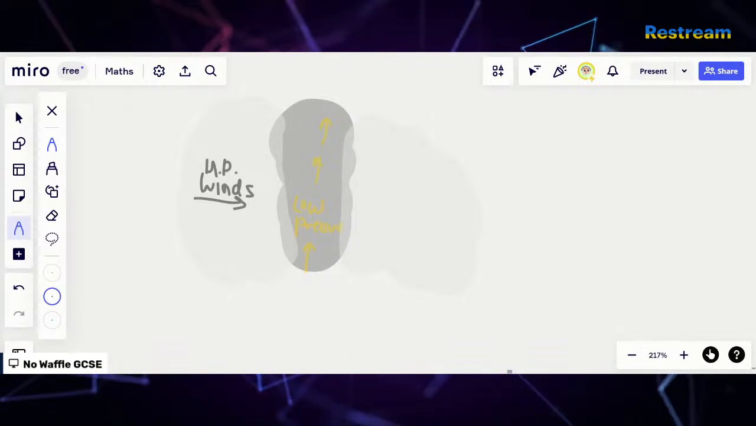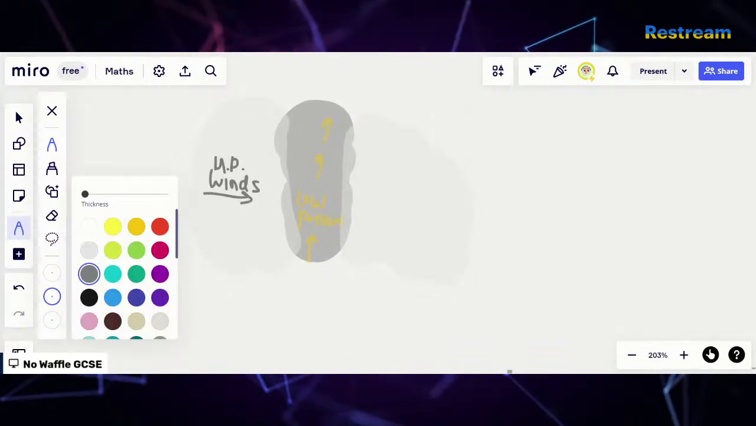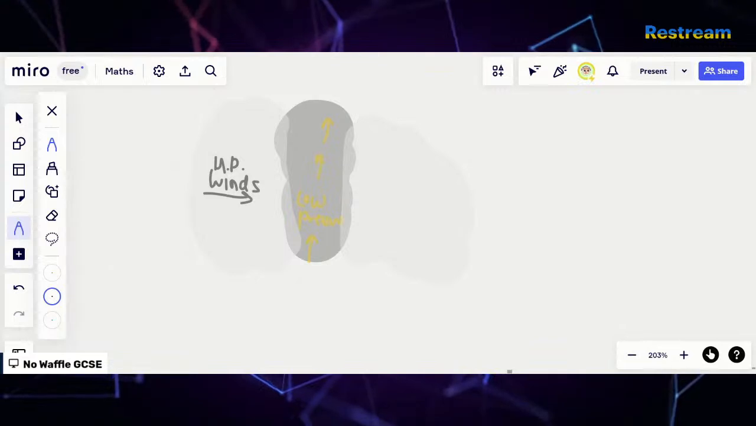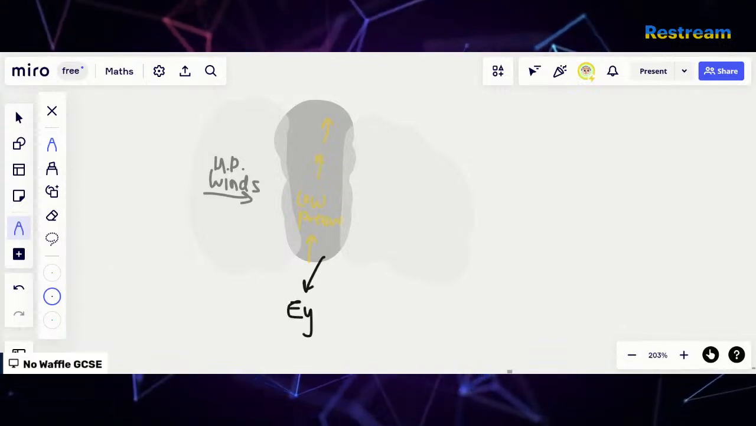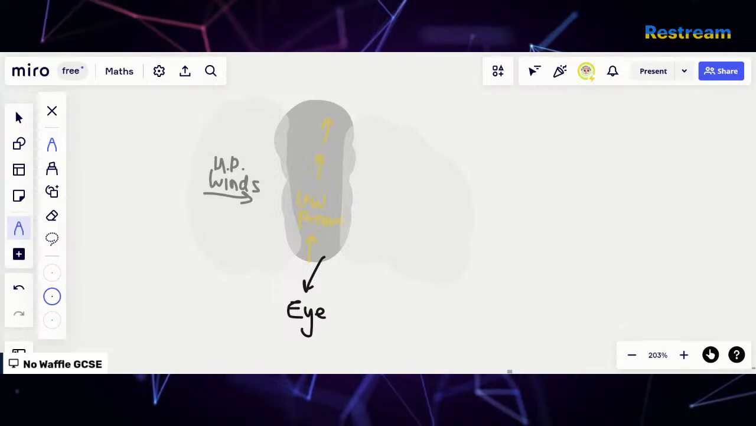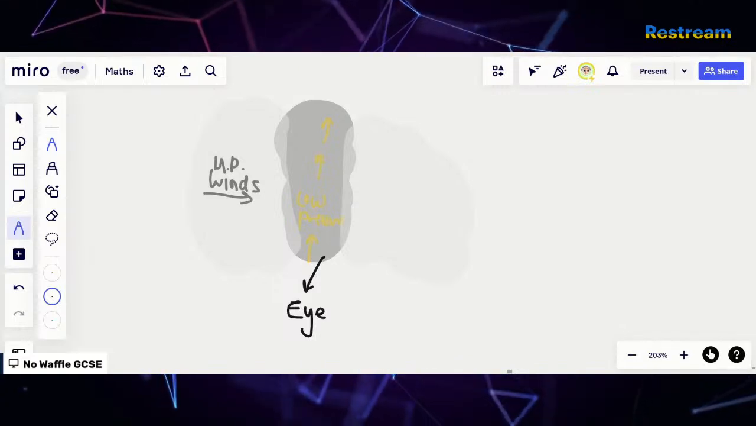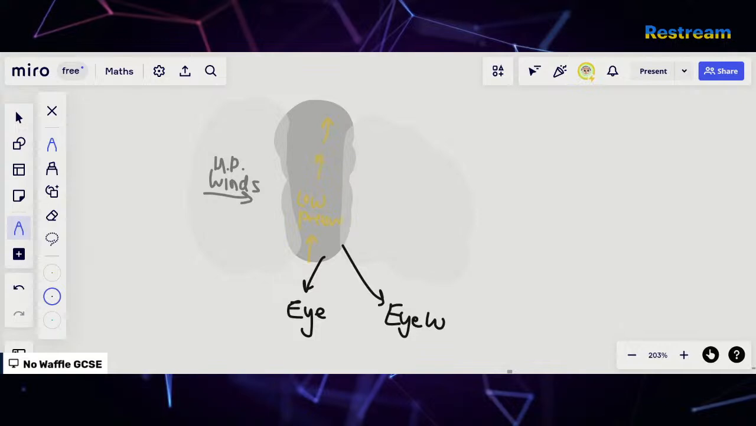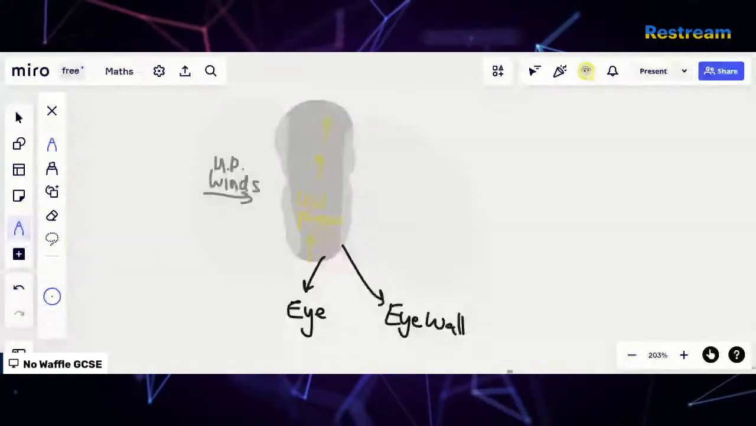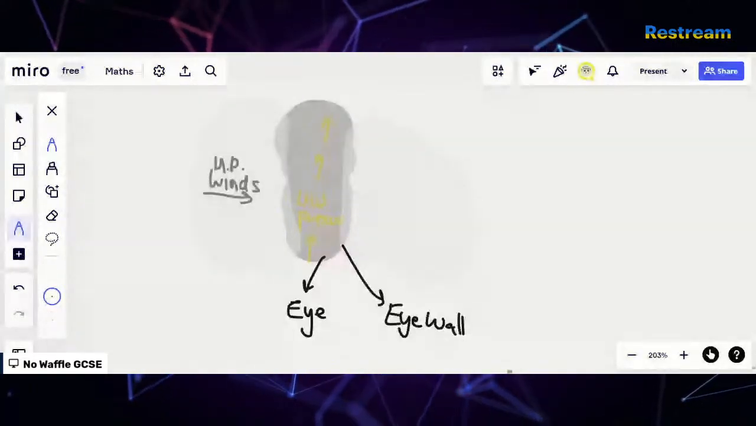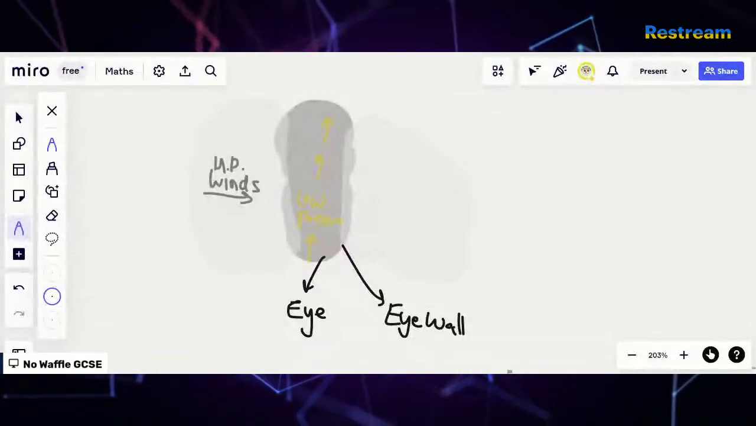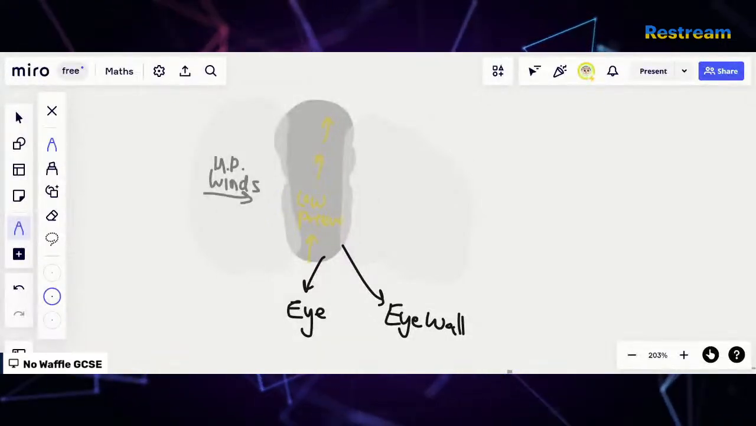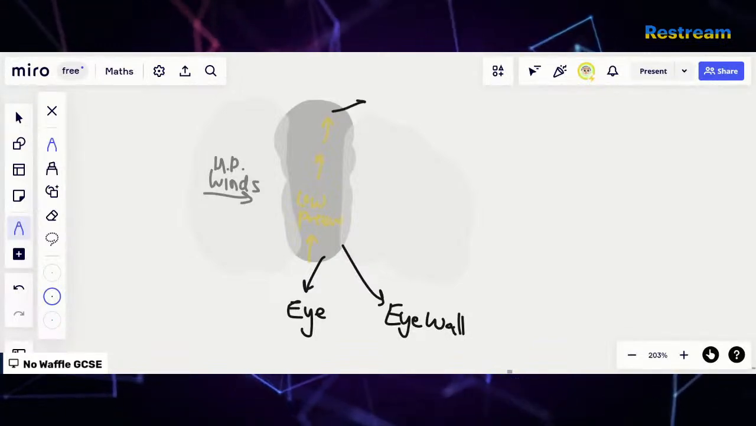Now we call the center the eye. So the eye of the storm. Now the eye is actually surrounded by something called the eye wall. The eye wall is the spiraling rising air and there's very strong winds around this, but within it it's quite low pressure, and there's also some precipitation in the eye.